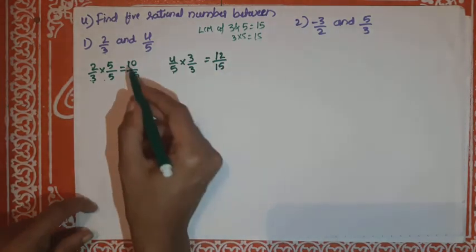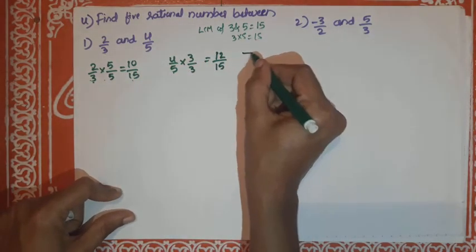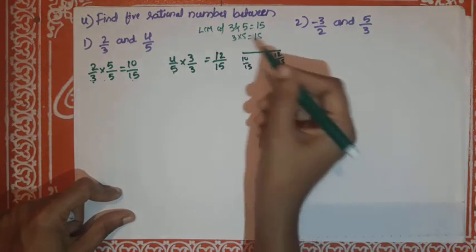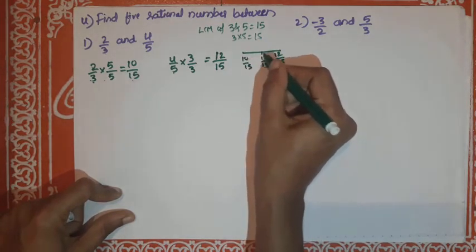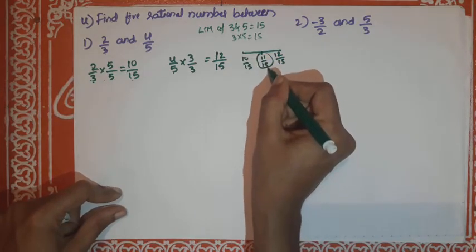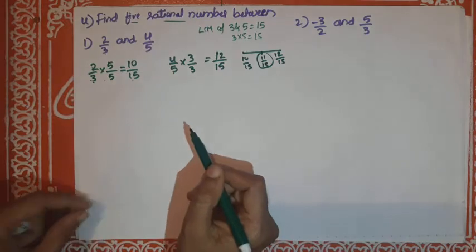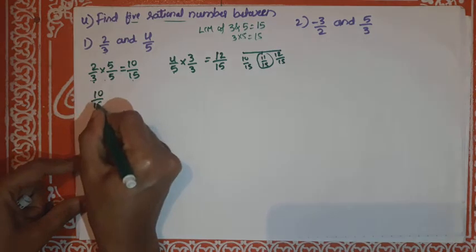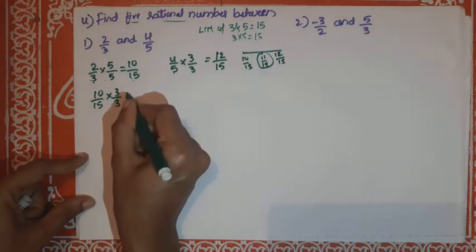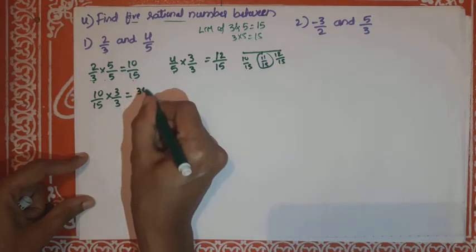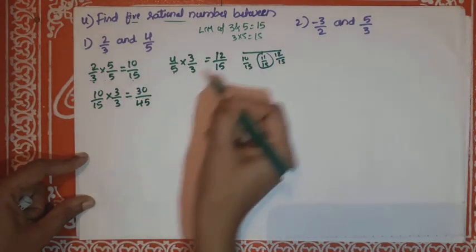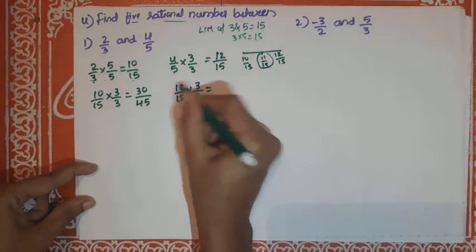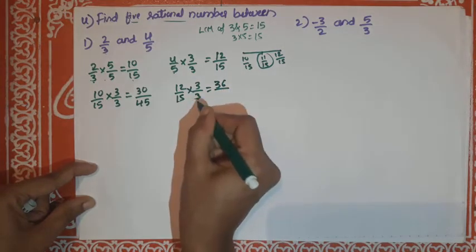So now we have 10 and 12. If I draw a number line, here is 10 by 15 and here is 12 by 15, and in between there is only one rational number, 11 by 15. We need to write 5 rational numbers. That's why I multiply by 3. 10 by 15, multiplying and dividing by 3: 10 times 3 is 30, 15 times 3 is 45. Again, 12 by 15 multiplied by 3, so the denominator is the same: 12 times 3 is 36, 15 times 3 is 45.